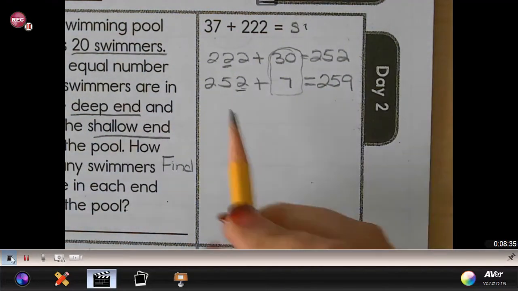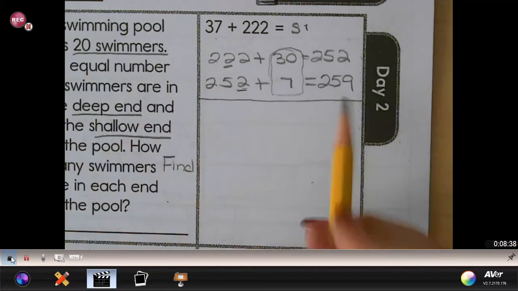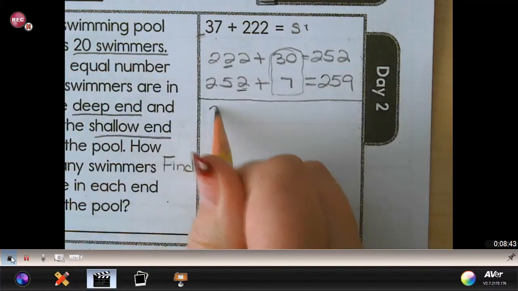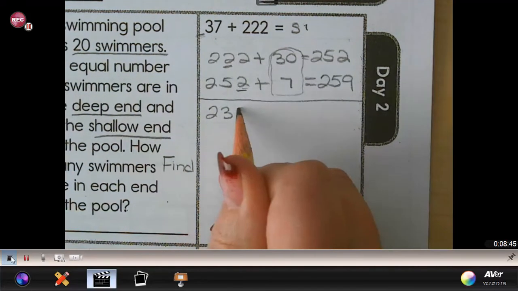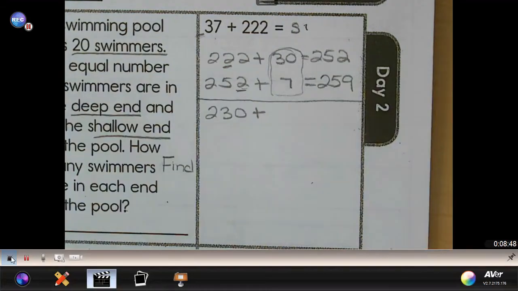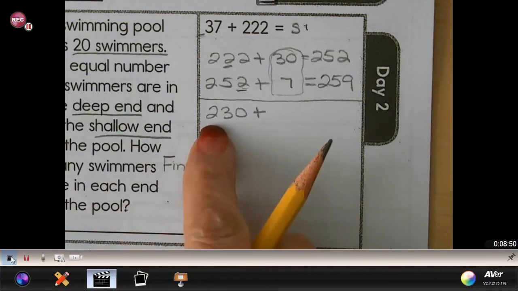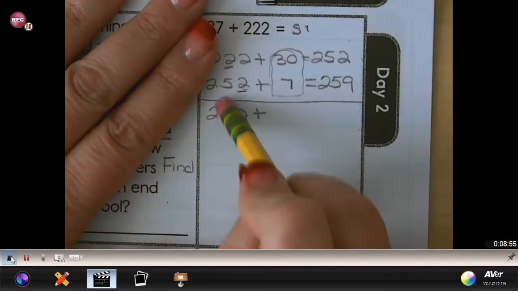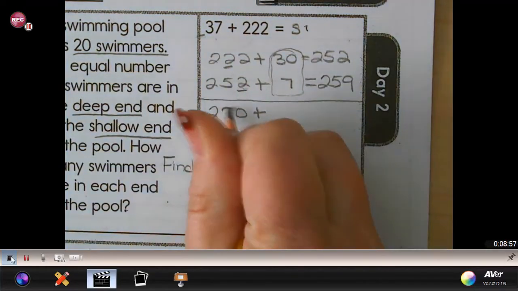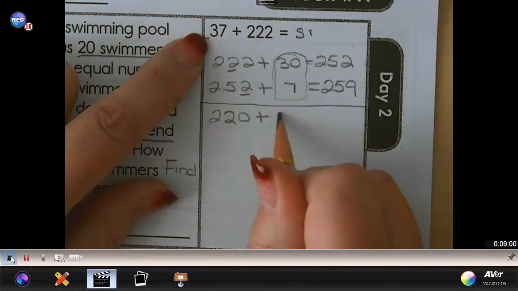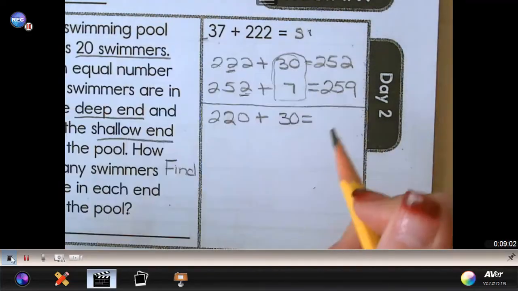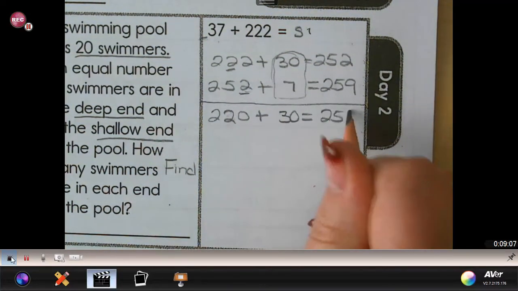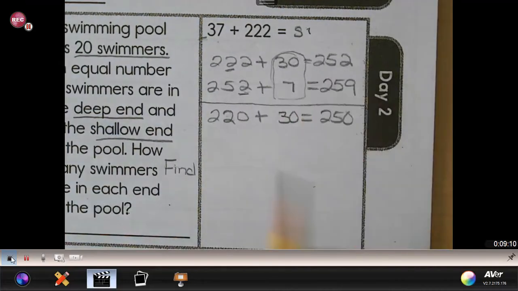Now, I could also use the break apart strategy. Since we don't have any hundreds here, there isn't any sense of me putting a hundreds place. So I'm just going to include that 100 with my tens. And I'm going to say 220, and I'm going to add this 30 onto the 220. So 220 plus 30 is 250, which is what I had here, 250.